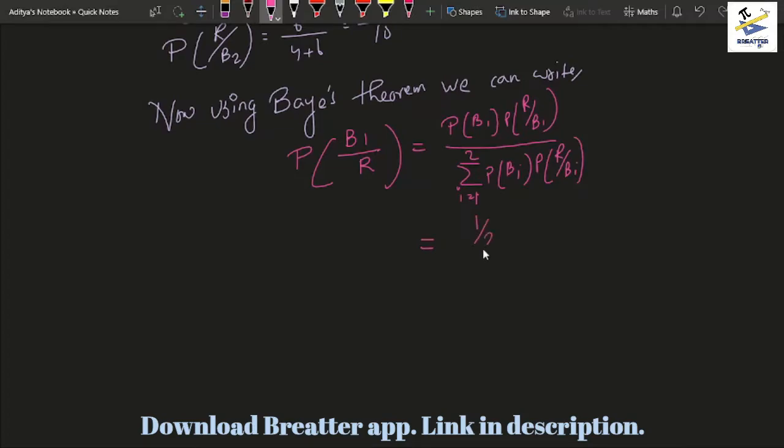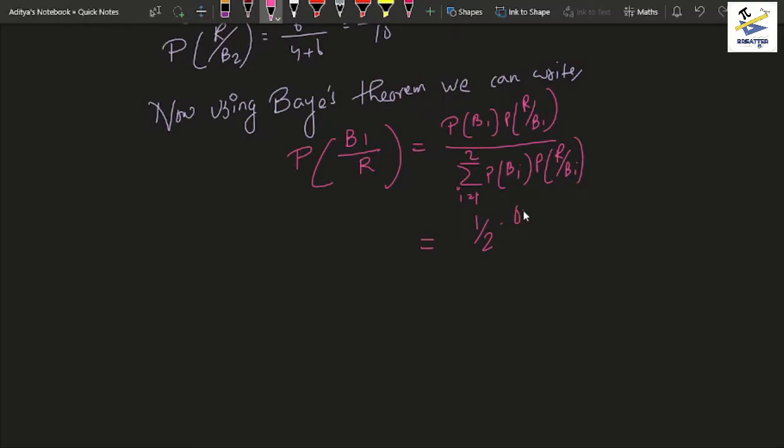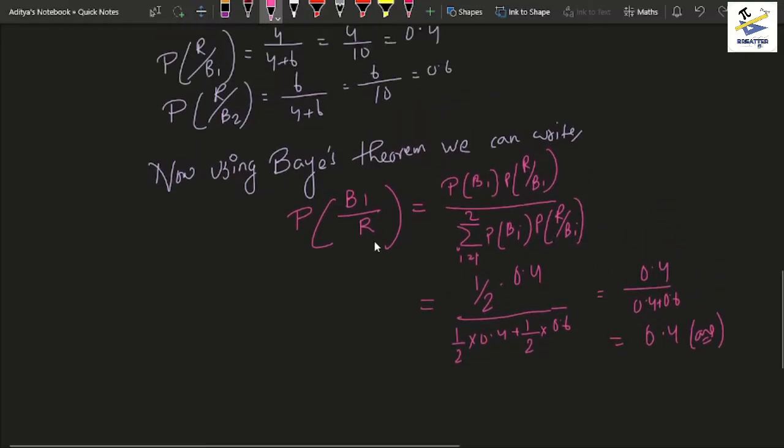Probability of B1 here is 1/2, and probability of R given B1 is basically 0.4, right? Divided by 1/2 into 0.4 plus 1/2 into 0.6, and the 1/2 is cut off, and it gives you 0.4 divided by 0.4 plus 0.6, which basically gives you 0.4, which is our required answer. So as you can see, this Bayes theorem application is very useful in finding probabilities of the inverse kind.